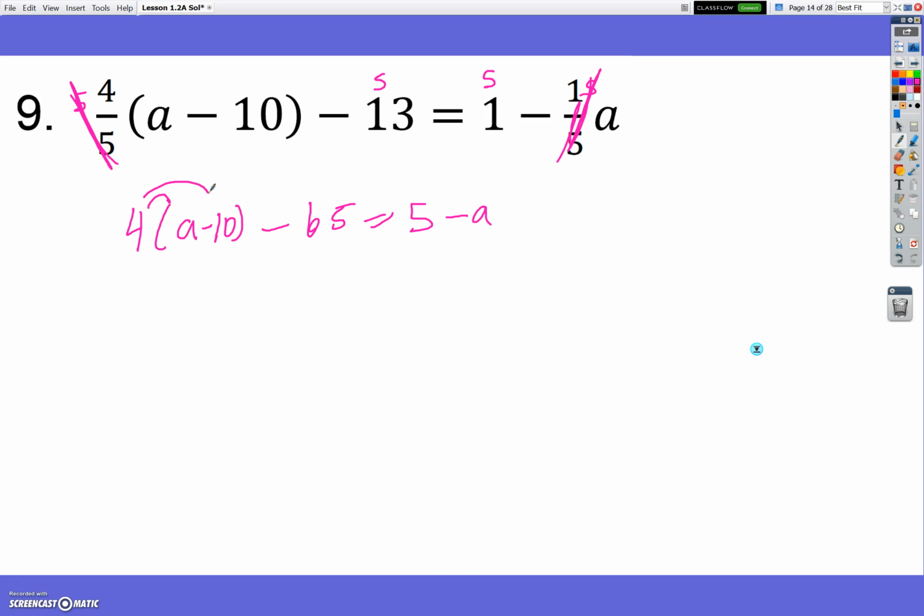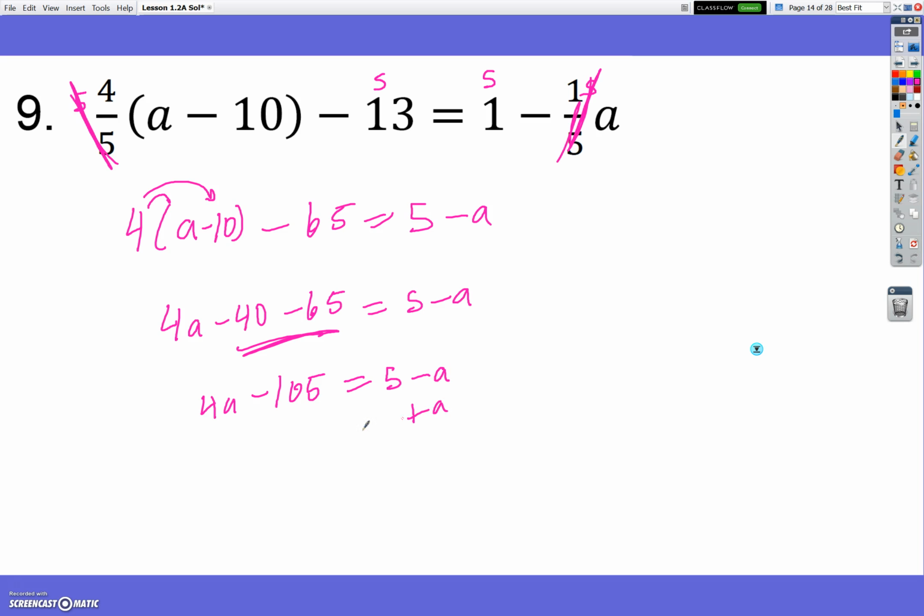Now I'm going to distribute the 4 to both terms inside to get 4a minus 40 minus 65 is equal to 5 minus a. So next what I'm going to do is combine these like terms to get 4a minus 105 is equal to 5 minus a. I'm then going to add a on both sides to get 5a minus 105 is equal to 5.